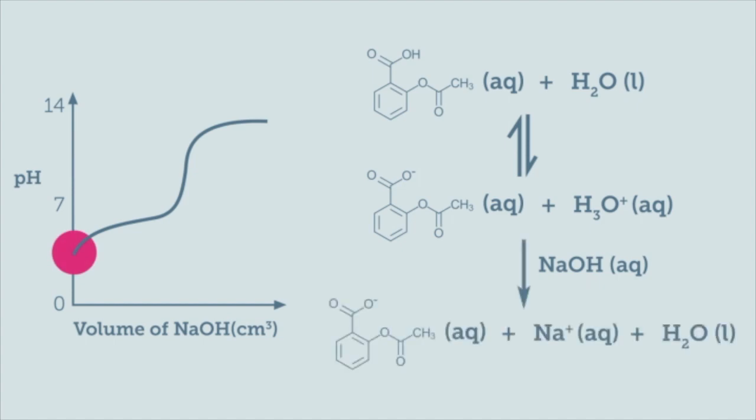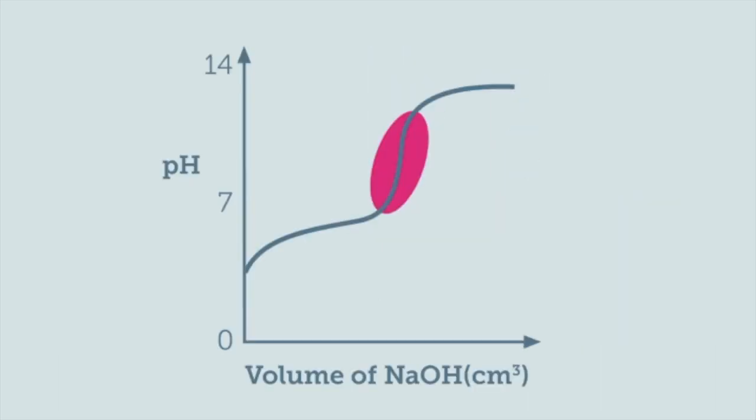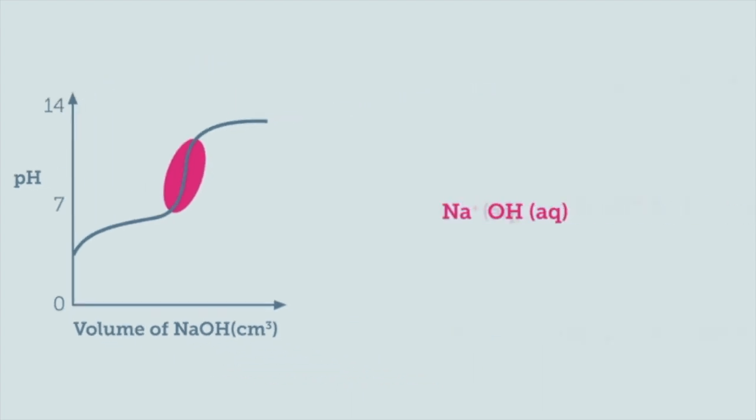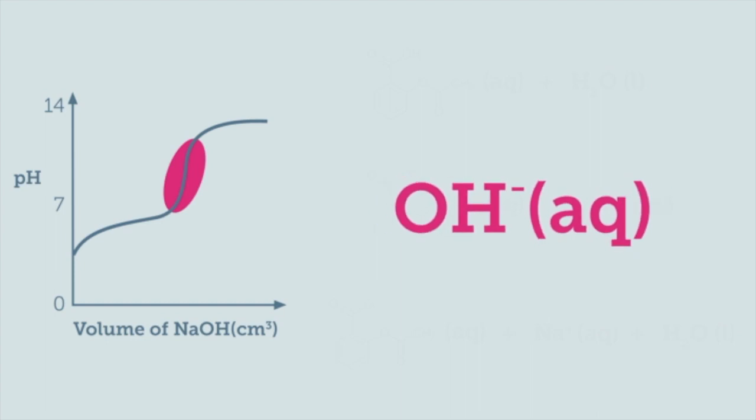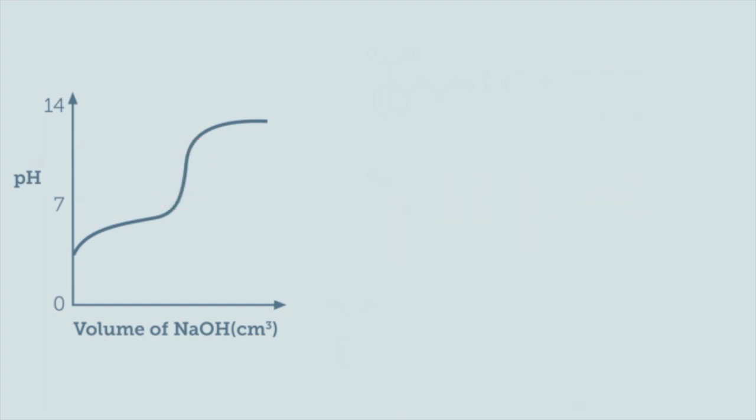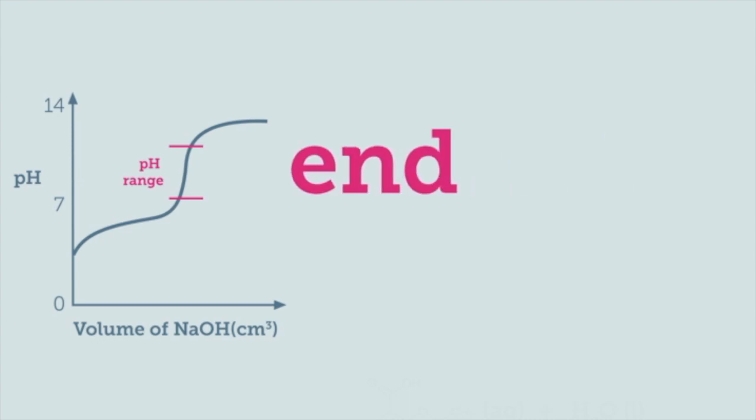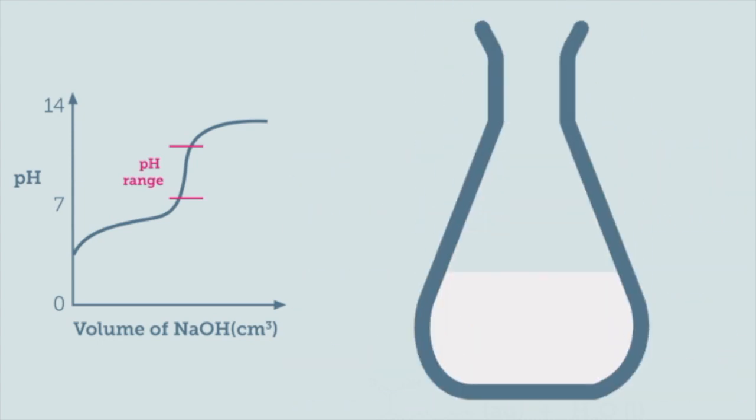As you add NaOH solution, the pH increases. Eventually, all of the aspirin molecules have dissociated, and all of the hydronium ions produced are neutralized by hydroxide ions. This sharp increase in pH indicates the end point of the titration, which we can visualize using a suitable indicator, a compound that changes color within the required pH range.